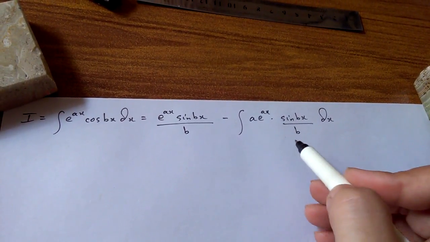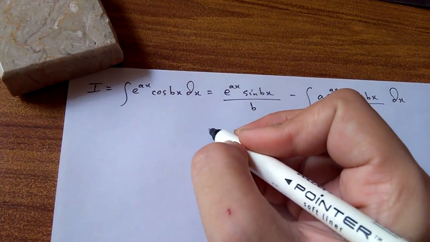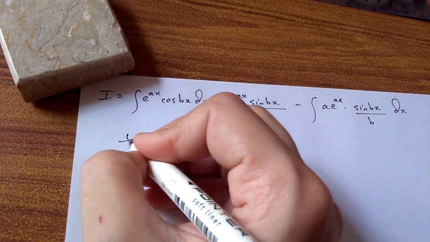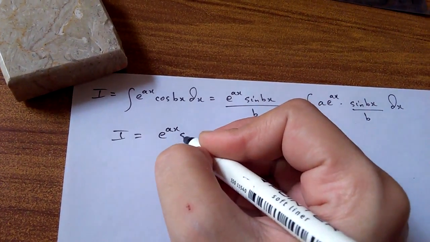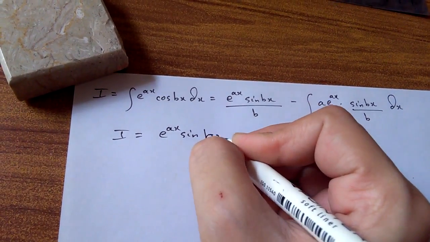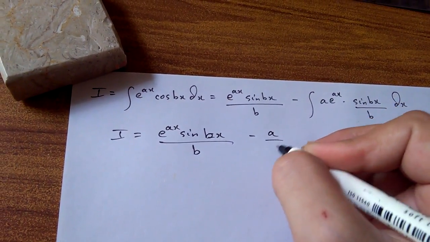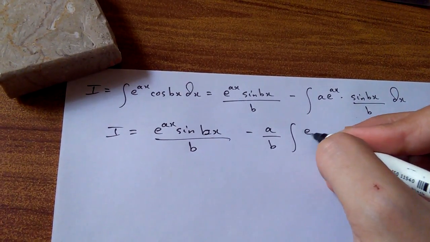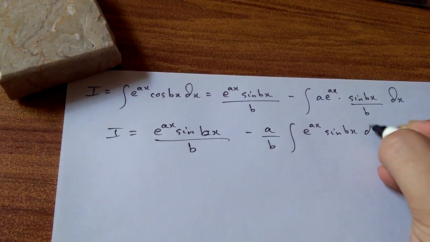Now you see a upon b is something constant, so you just take it outside the integral, and I is going to be equal to this thing. A upon b will be written outside, and the integral of e^(ax) sin(bx) dx.